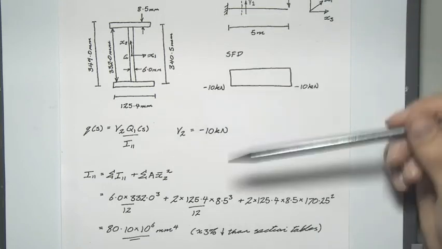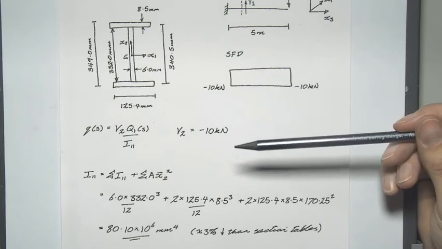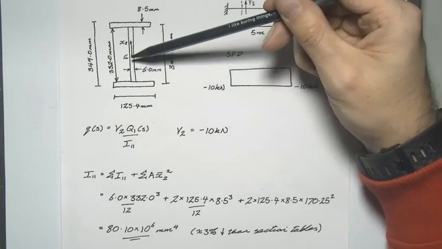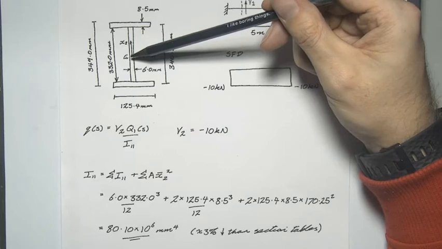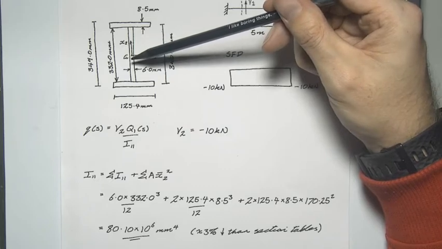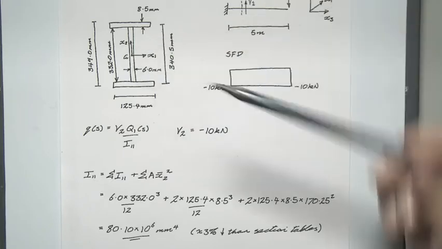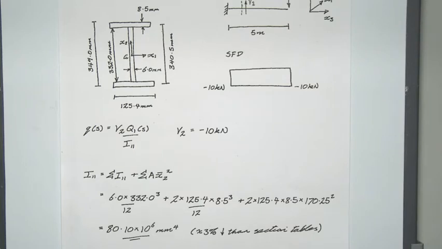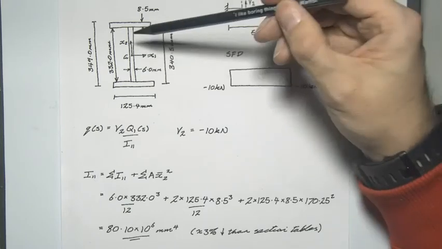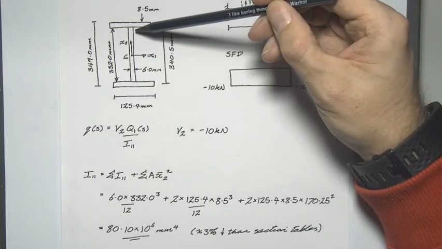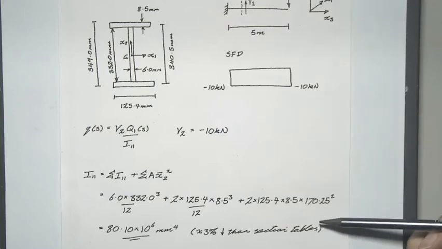And the reason obviously that the web doesn't feature in this is because the centre of the area of the web is the same as the centroid for the cross section overall. And we just end up with a value approximately 3% less than the value in the section tables, and that's to be expected because we're obviously missing out the radial parts here that there would be in a hot rolled I section.